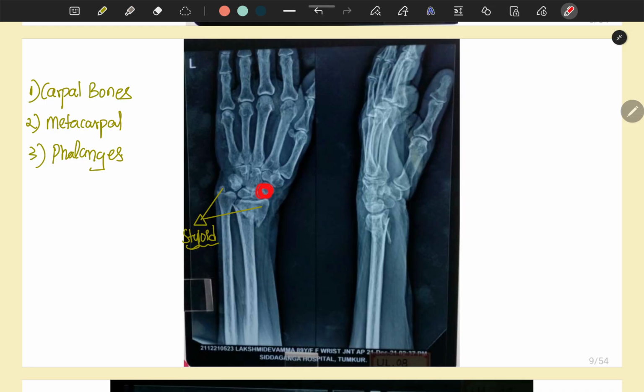Scaphoid, lunate, and here the triquetrum. She looks too pretty, and the pisiform is overlapped. Triquetrum and pisiform. Okay. Try to catch her. Trapezium, trapezoid, capitate, and hook of hamate. Okay. And these are the metacarpal bones. And these are the phalanges. Three phalanges will be there here. This is AP view. This is lateral view.